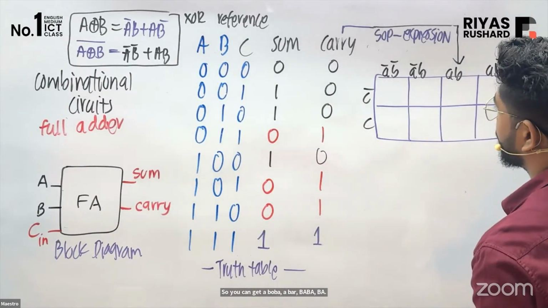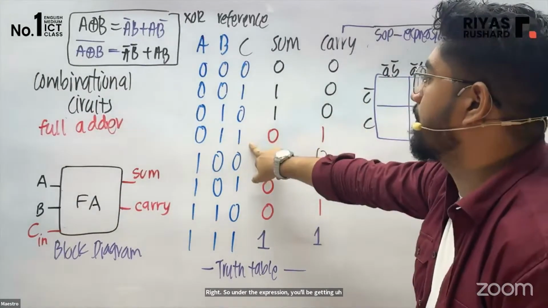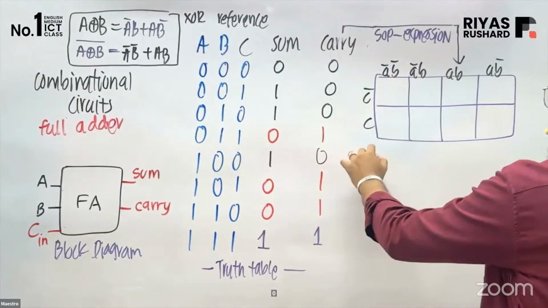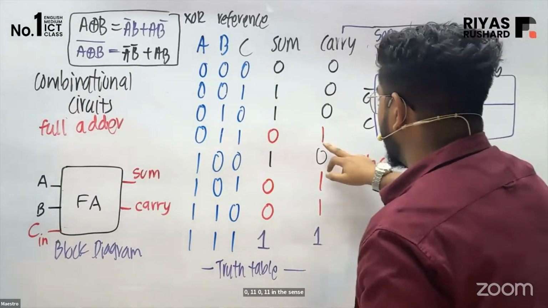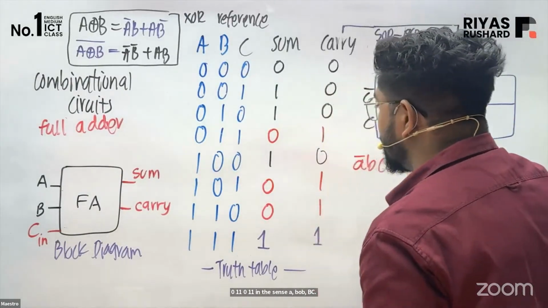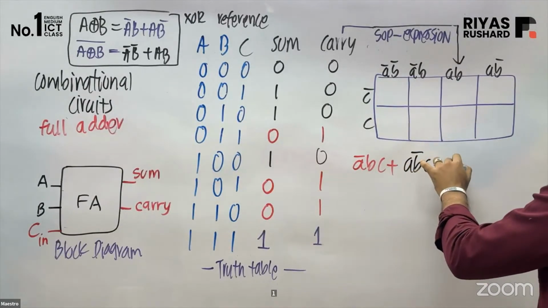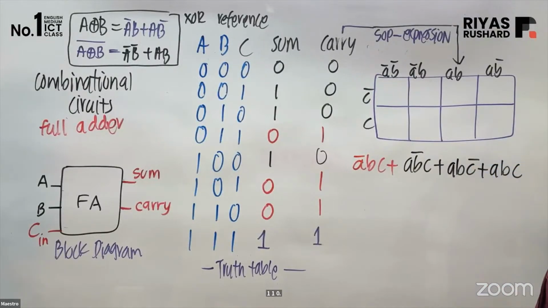Right. So what is the expression you will be getting? 0, 1, 1. What is the expression of this? 0, 1, 1 in the sense A bar, B, C. Then 1, 0, 1. 1, 1, 0. 1, 1, 1. Okay, now this is the expression.